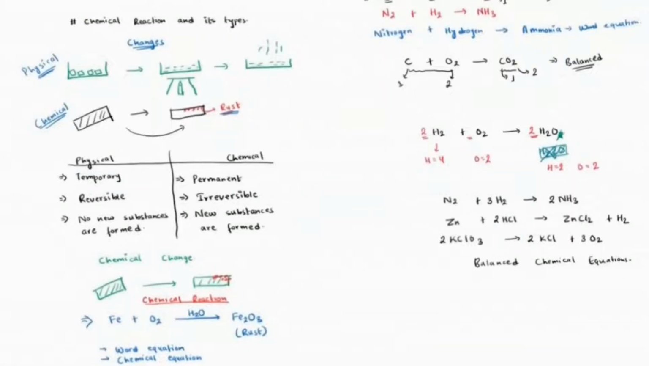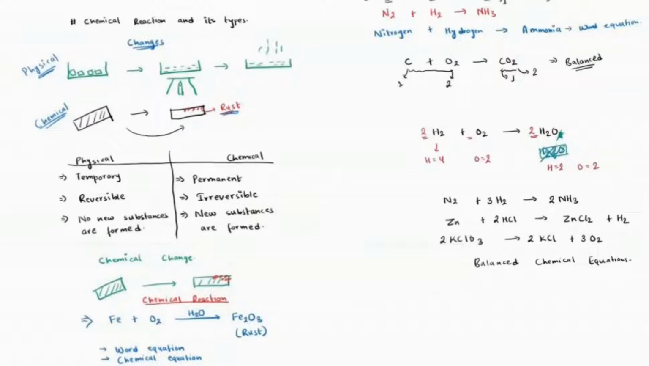So we started with changes. There are 2 types of changes, physical and chemical changes. Physical changes are temporary, reversible, and no new substances are formed. Chemical changes are permanent, they are irreversible, and new substances like rust are formed. The process of this chemical change is known as chemical reaction.